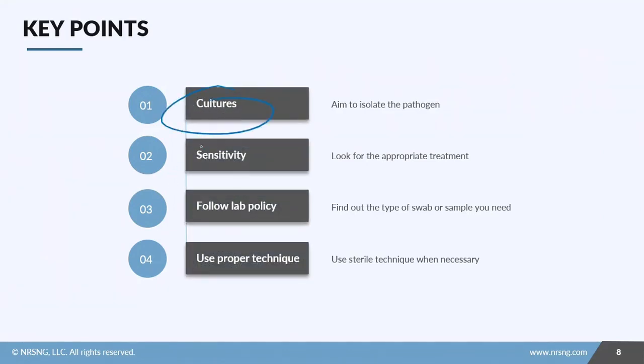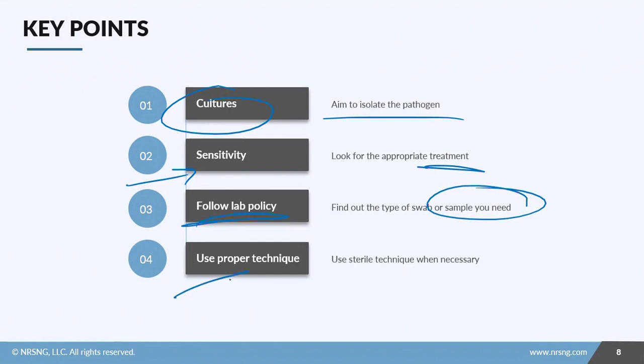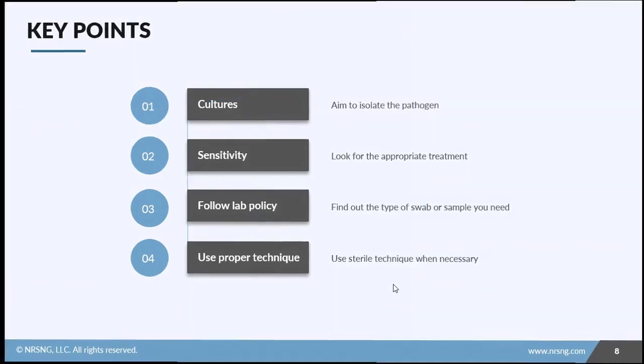Well, the purpose of a culture is to isolate a pathogen and find out what's causing an infection. Sensitivities look at the appropriate treatment and figure out what type of medication or class of medication is going to help to get rid of that pathogen. When you're unsure of what to do, follow lab policy and follow facility policy. That'll help you find out what sample you need for your patient. And lastly, make sure you're using proper technique. Use sterile technique when you are unsure or when you absolutely need to. So whether you're using clean gloves or sterile gloves, always opt for sterile technique in the event of a question, and make sure that you're not contaminating your sample and get that sent off to the lab.